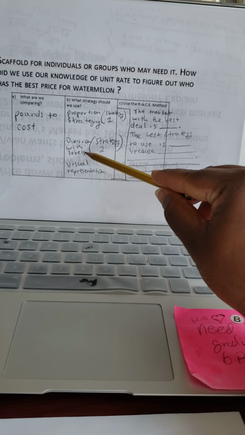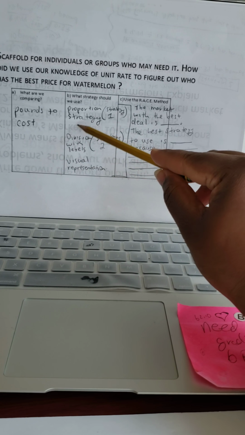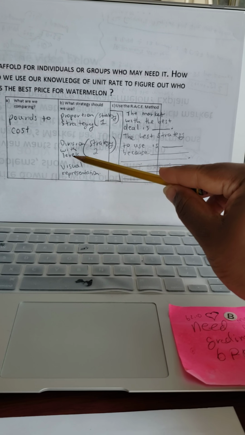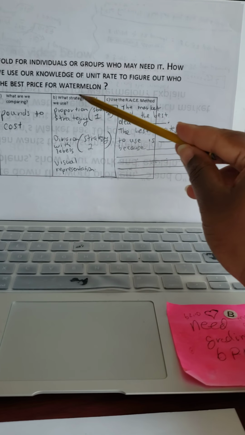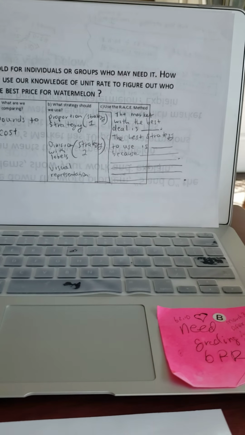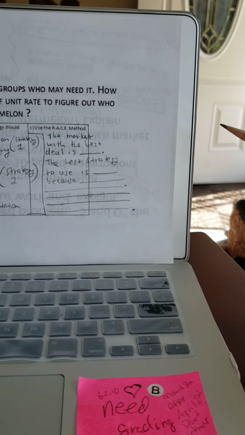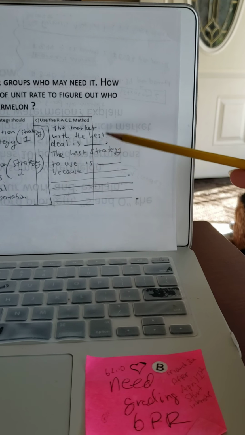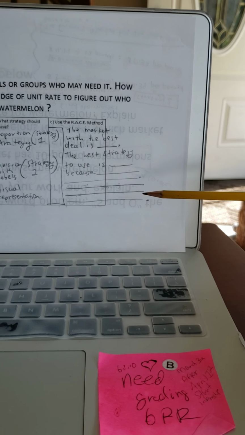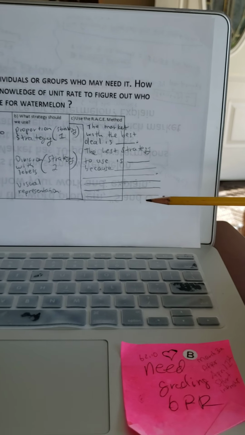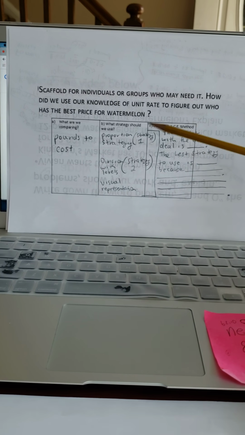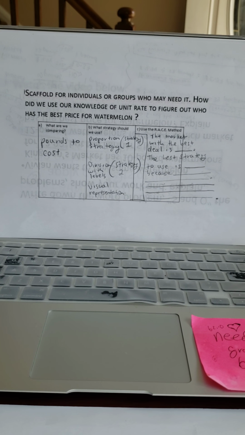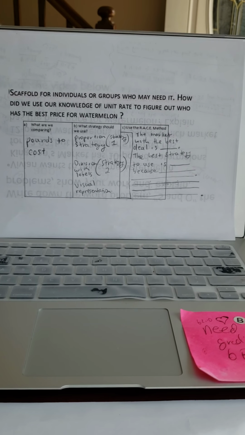If you're using division, you should be labeling your work. If you're using a visual, make sure you label. If you use the proportion strategy, make sure you label as well. And then your RACE method is a way to help you with your explanation. Okay? I need to see all of these pieces in order for you to get the full credit.